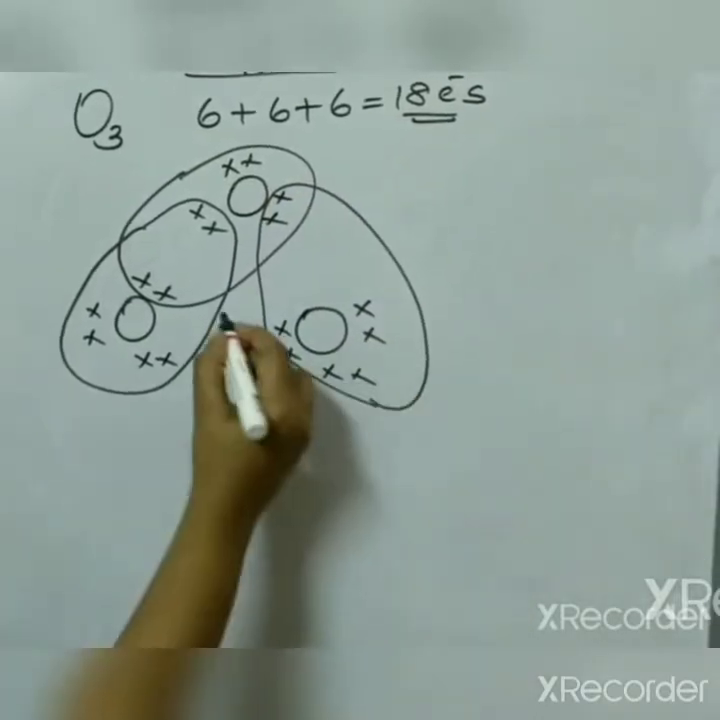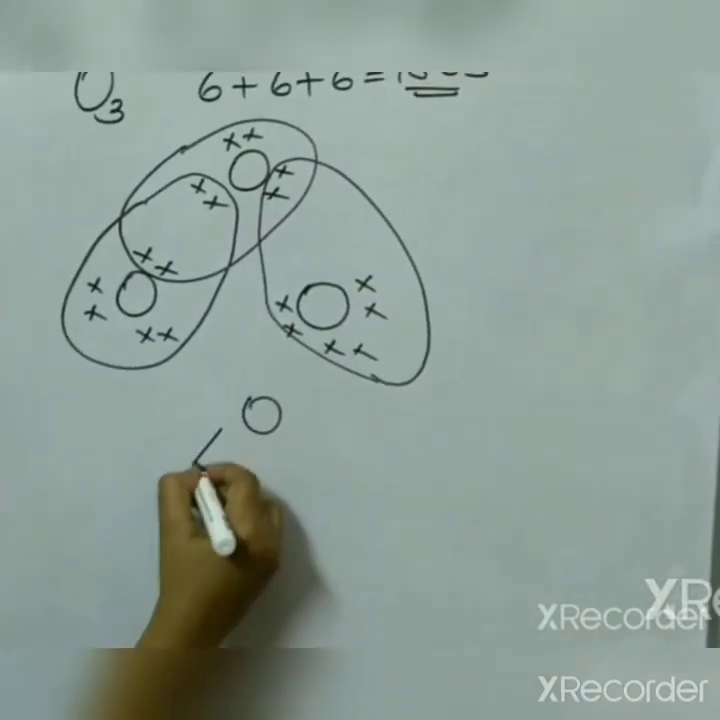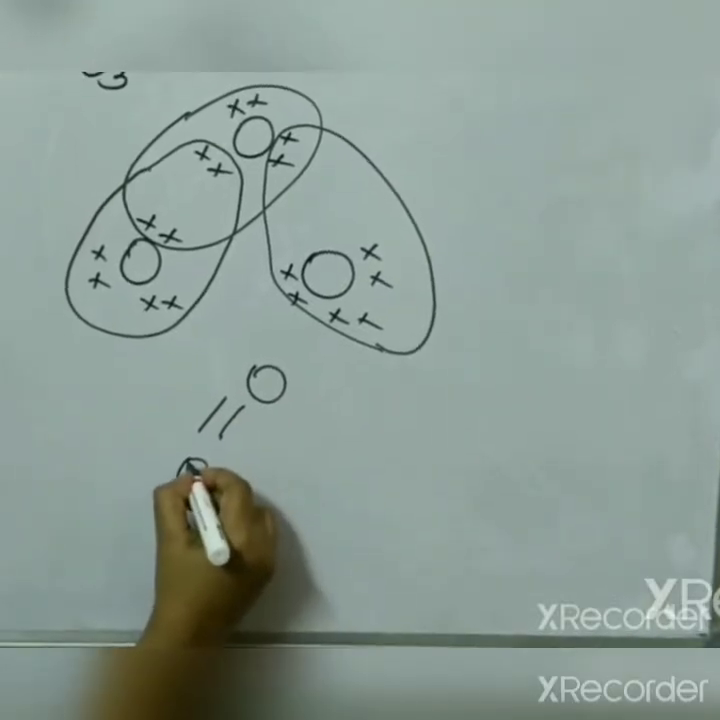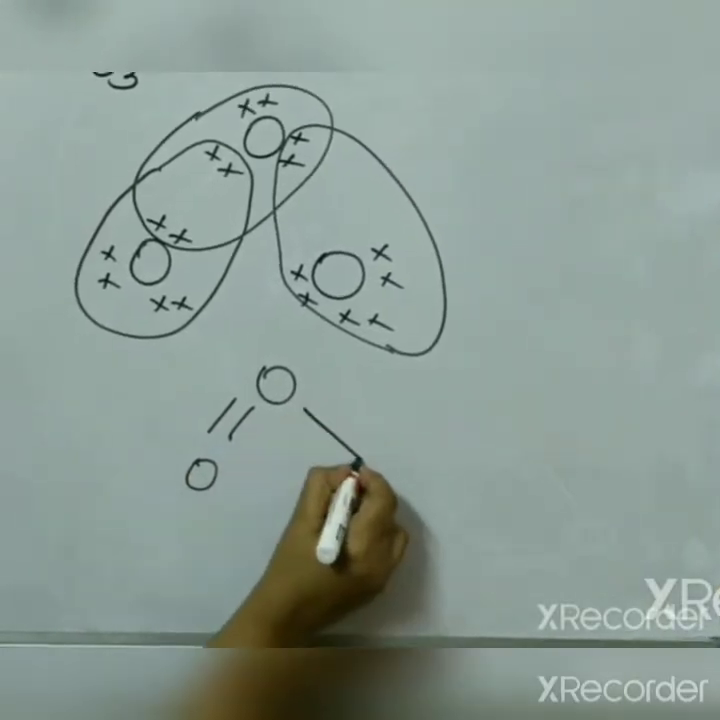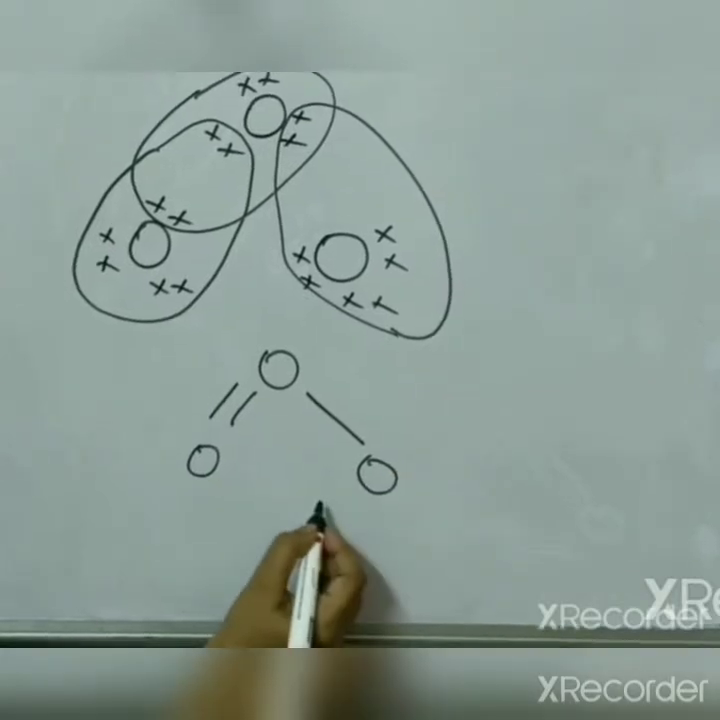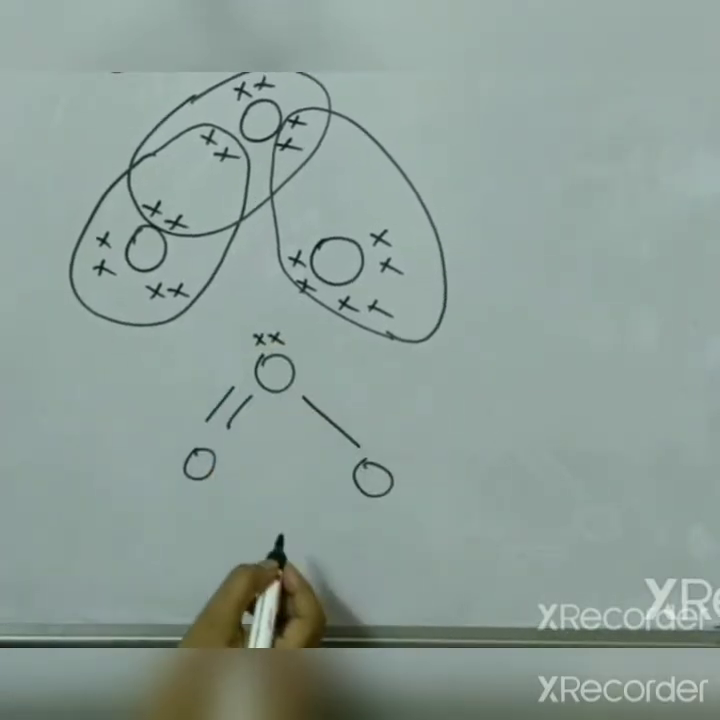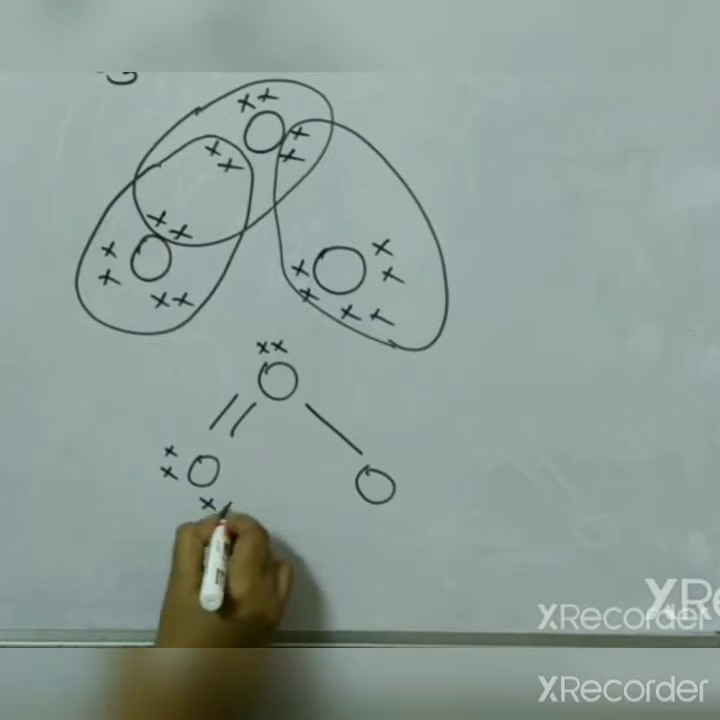The third oxygen atom requires 2 more electrons. So, the oxygen atom at the center will contribute a pair of electrons for sharing with the other oxygen atom. Thus, a single bond will be formed between those 2 oxygen atoms.